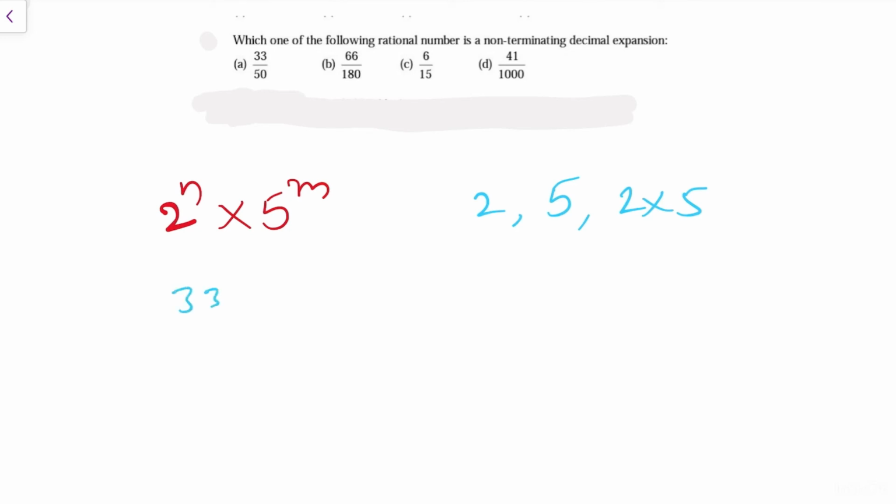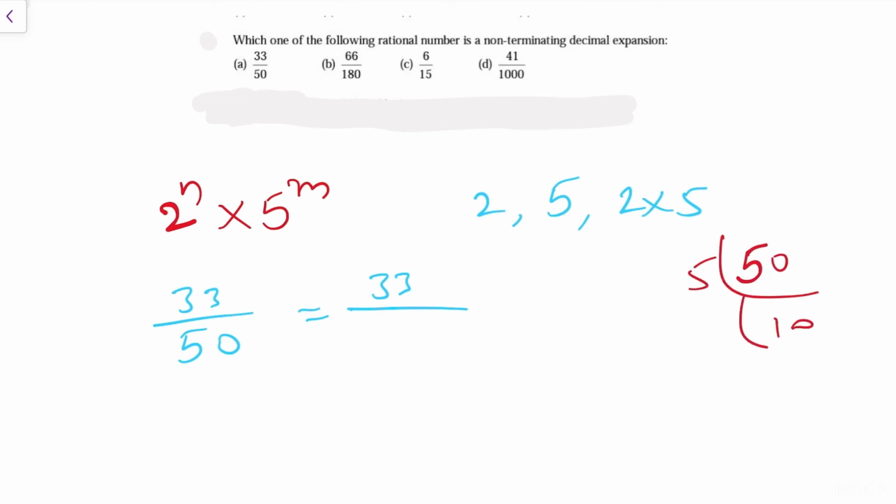First option is 33 divided by 50. We don't have any work to do with the numerator, so leave it as it is. Next, the prime factorization of 50: 5 fives are 25, so it is 5 square into 2. In the denominator only 5 and 2 are there, so this is terminating.